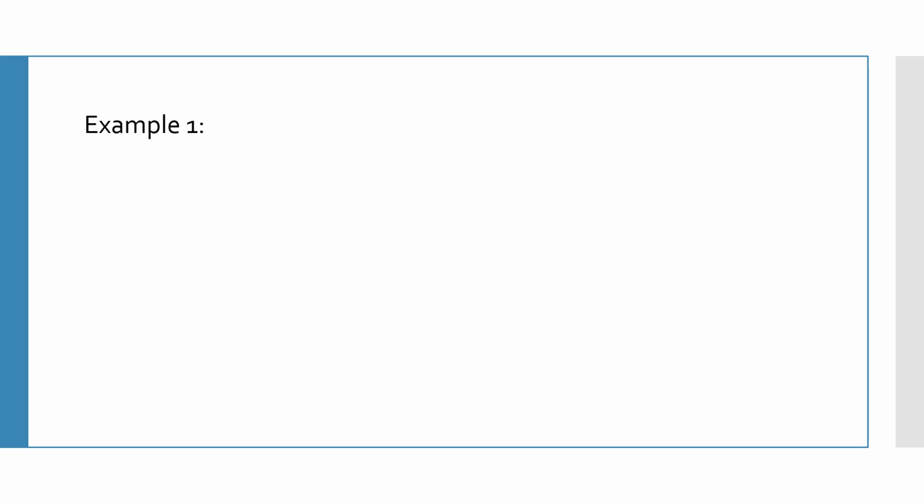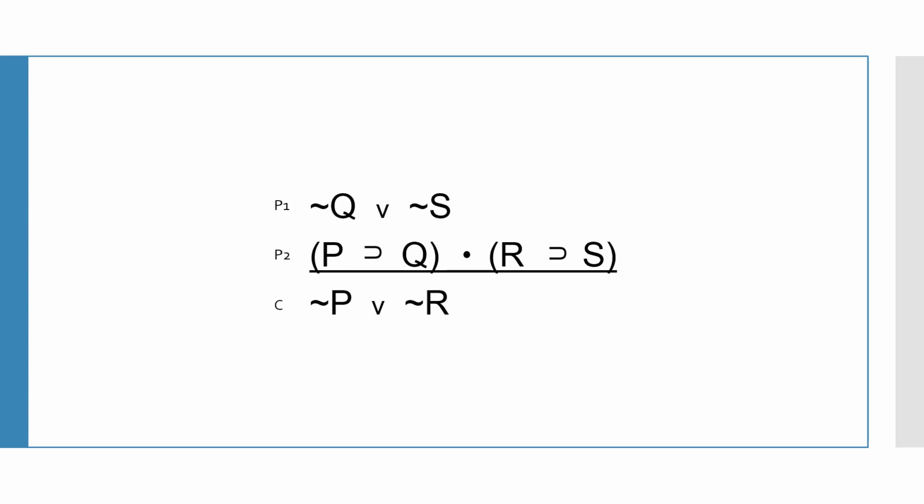So let's take a look at an example of a valid destructive dilemma. So our first premise is what it's supposed to be, which is simply a disjunctive proposition. It is not Q or not S. The second premise is two conjoined conditional statements, if P then Q and if R then S. And then the conclusion, of course, is not P or not R.